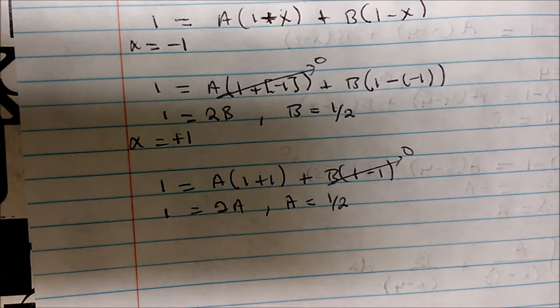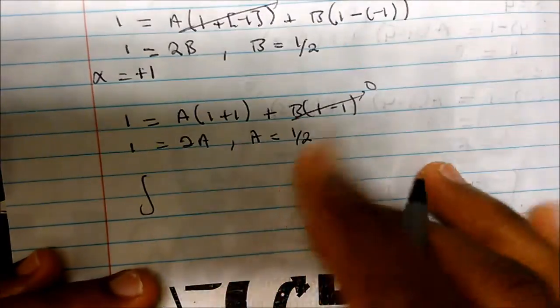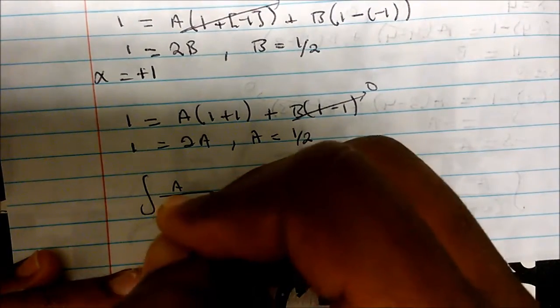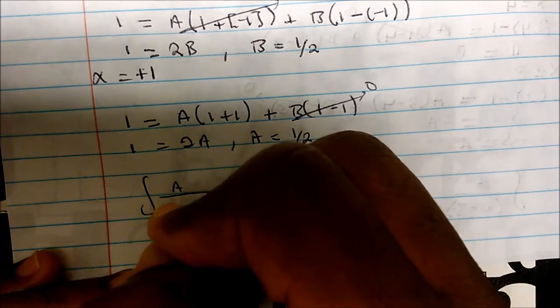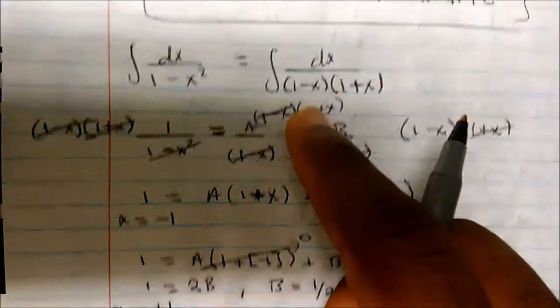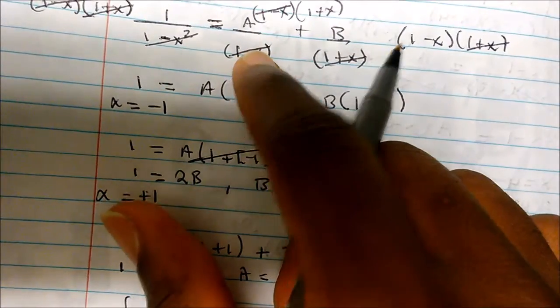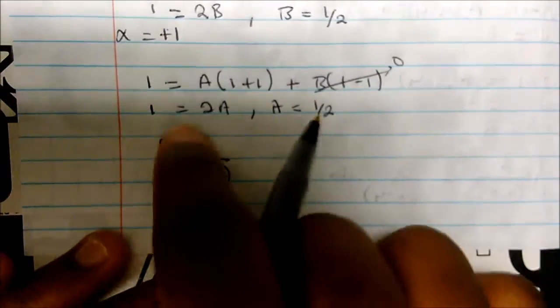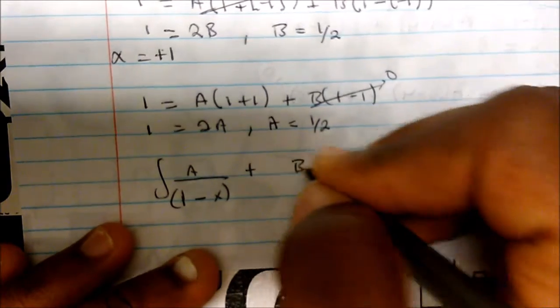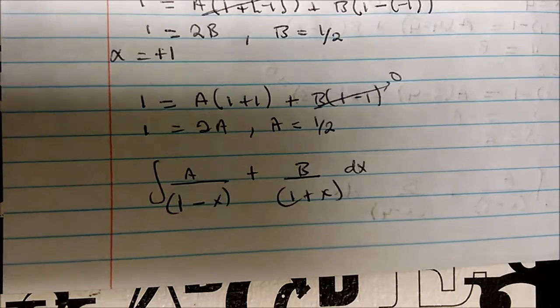Okay, so for this step, we can just go ahead and do our integration. So this becomes the integral of a over 1 minus x. Yeah, just want to make sure I'm getting it right. So a over, remember how we decomposed it? It was a over 1 minus x, and then b over 1 plus x. So this is a over 1 minus x plus b over 1 plus x dx.